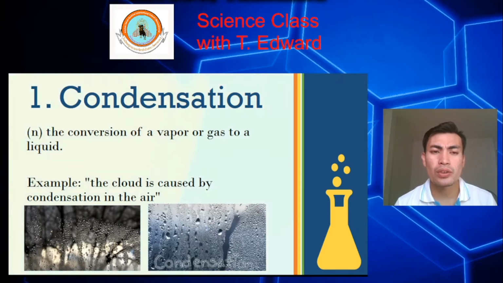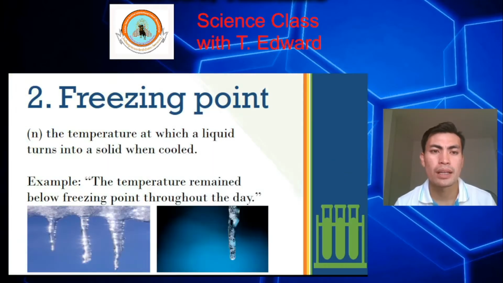Okay. What is condensation? Condensation is a noun, and the meaning of the word condensation is the conversion of a vapor or gas to a liquid. It means like the water vapor becoming water again. Example: the cloud is caused by condensation in the air. Number 2, freezing point. Freezing point is the temperature at which a liquid turns into a solid when cooled. Example: the temperature remained below freezing point throughout the day. So it's what you can see in the picture. Freezing point is when the water becomes ice.